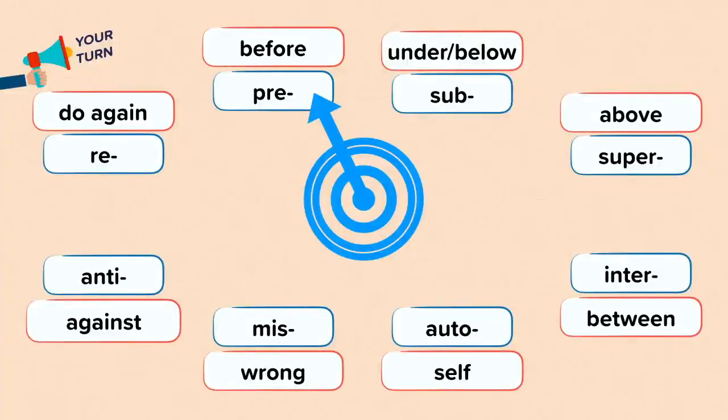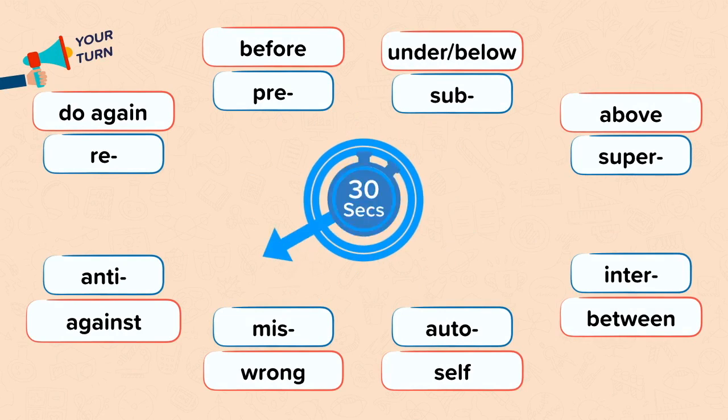So now let's go back to the game. We're going to spin the spinner again, and whatever it lands on, you'll have another 30 seconds to write as many words as you can down that have that prefix. So, pointing to anti this time. So 30 seconds, as many words as you can that start with the prefix anti. Off you go.